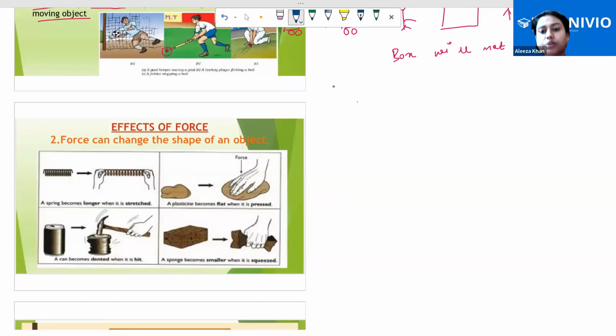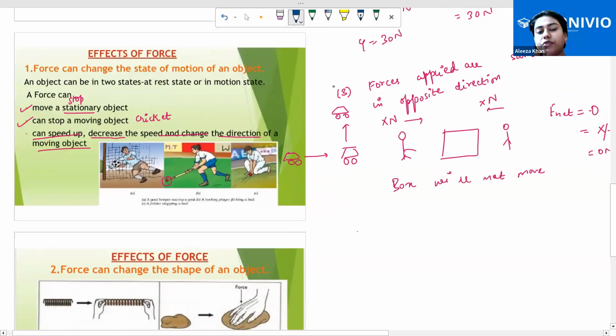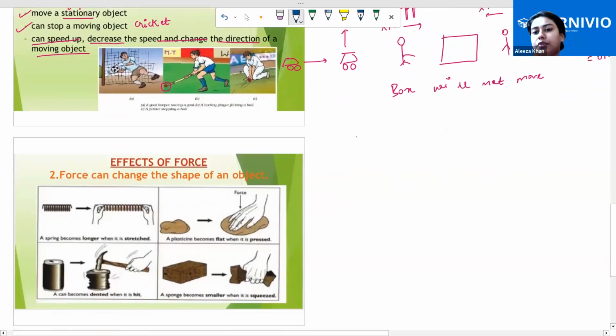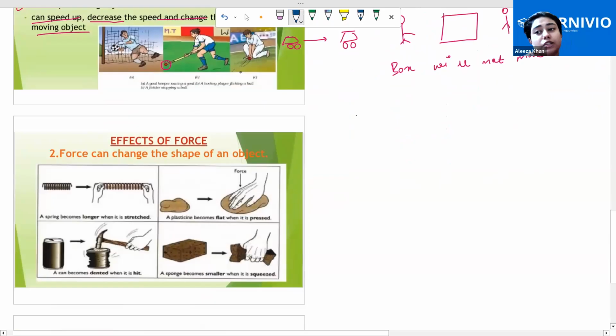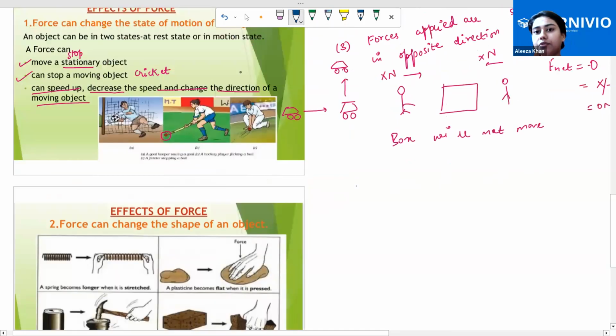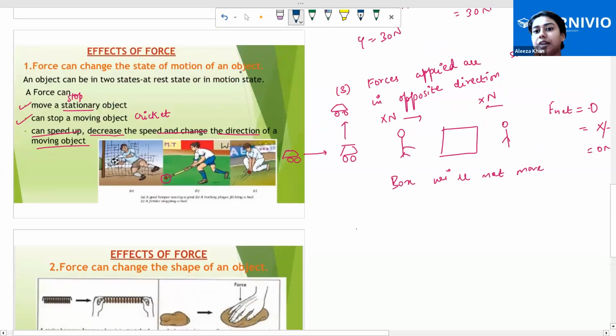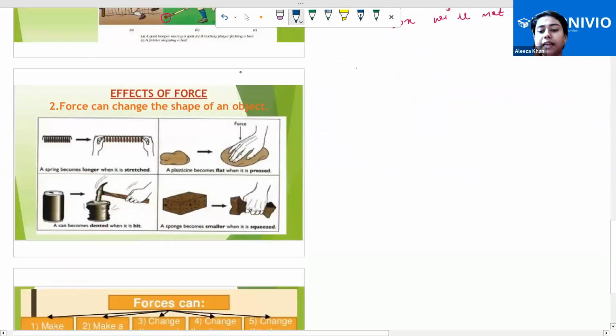Okay, so in the last class, we did the first effect of force, that it can change the state of motion of an object. What do you mean by this? Let's say a force has been applied onto the object, so either it will stop it or it will cause it to move. Okay, so this is the effect of force to change the state of motion. If it is stationary, then the force will cause it to move, and if it is moving, a force can stop it. Understood? Yes, ma'am.